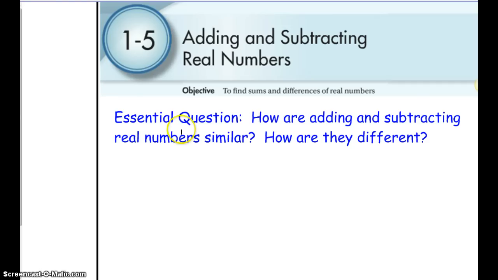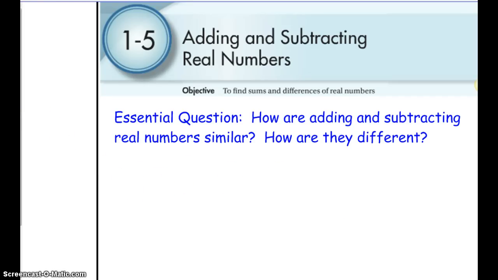You should be getting this into your notes. So it's 1.5, adding and subtracting real numbers. Our essential question of the day is how are adding and subtracting real numbers similar, and how are they different? So by the time you come back to school tomorrow, we should be able to do a summary and know how to answer those questions. Again, if you need to pause to write stuff down, always feel free to do that.